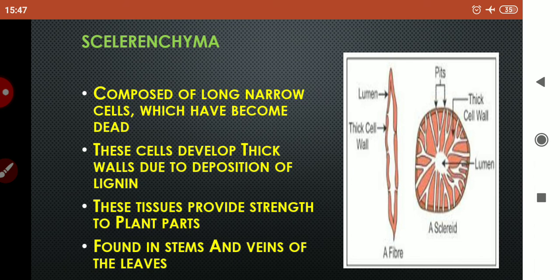Okay class, thank you. This was all about the permanent tissues, simple permanent tissue. In the next video you will come across the complex permanent tissue.